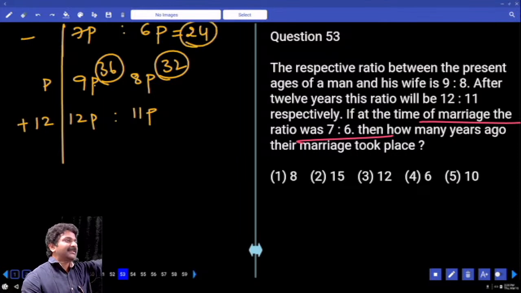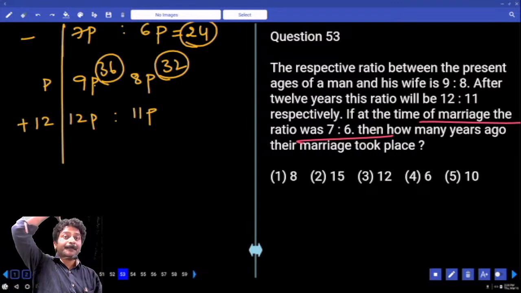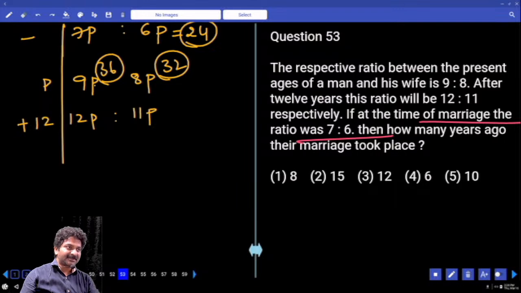Now, wife's present age is 32. When she was 24, they got married. That means how many years back they got married? 8 years back, first option answer.